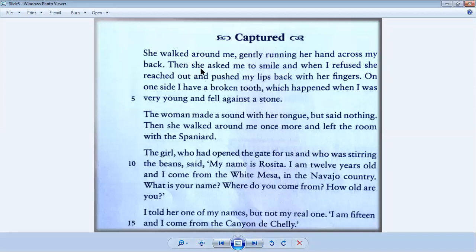Story captured. Okay, I'm going to read, and then you're going to tell me, we're going to talk about the story in each paragraph, okay? So I'm going to start. She walked around me, gently running her hand across my back. Then she asked me to smile, and when I refused, she reached out and pushed my lips back with her finger. On one side, I have a broken tooth, which happened when I was very young and fell against the stone.